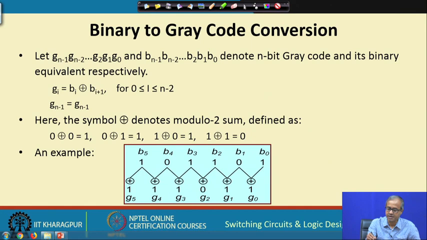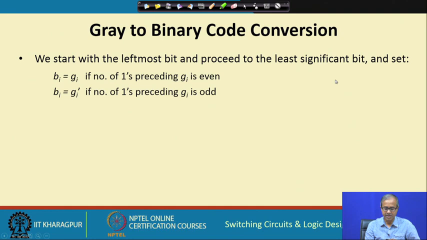Okay. Let us look at the reverse, gray code to binary number conversion. Well, the rule is fairly simple, as you can see. We start with the leftmost bit position and move towards the right, and the rule is the binary bit Bi is said to be the same as the gray code bit Gi if the number of ones preceding Gi is even, and we set it to the complement, Gi dash, if the number of ones preceding Gi is odd. Okay.